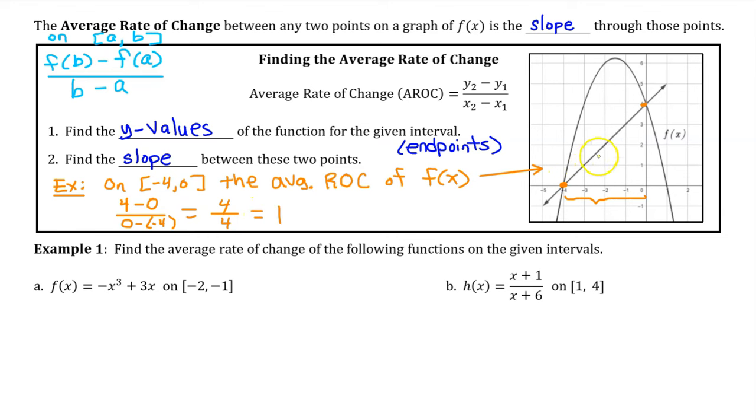Again, that is just the slope that we can see. The rise over run is giving us a slope of 1. So we didn't really have to do all of these calculations, but I wanted to show you the connection between the slope and the average rate of change formula.